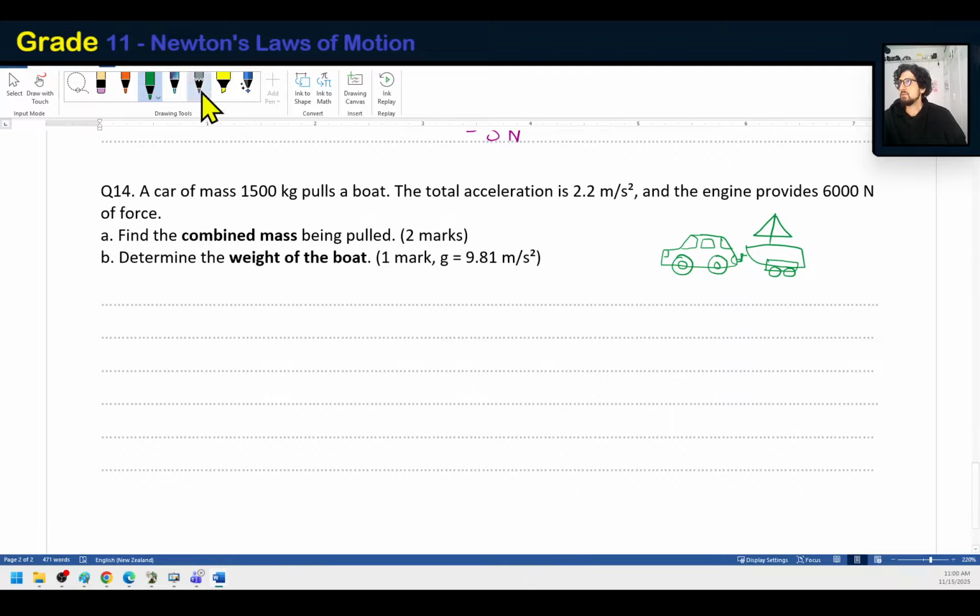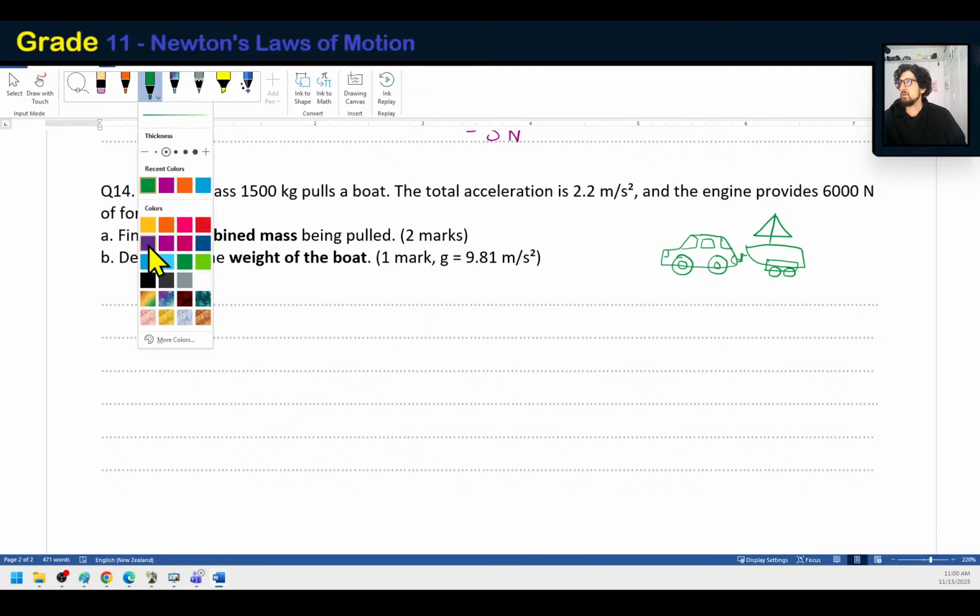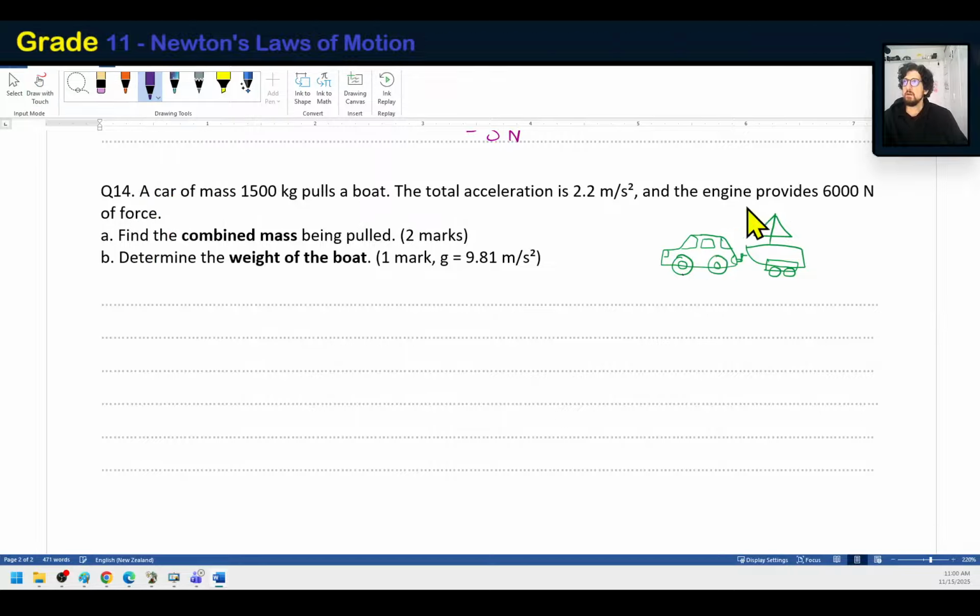Right, and now it's time to change the color again, and this time we're going to go with indigo. I like indigo. We're going to stick to indigo. Okay, so the car has a mass of 1,500 kilograms. But we don't know what the mass of this guy is. So we know the mass of the car equals this. Mass of the boat, we don't know. Find the combined mass though.